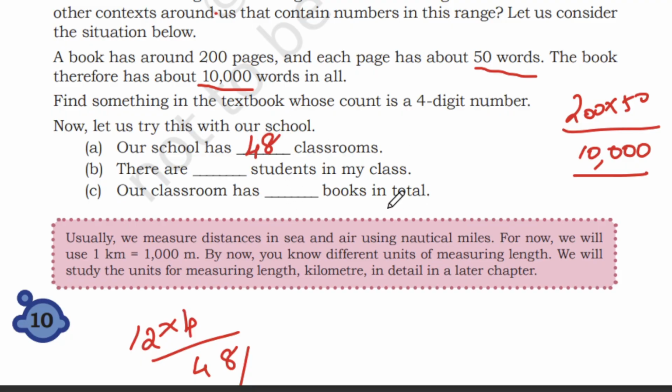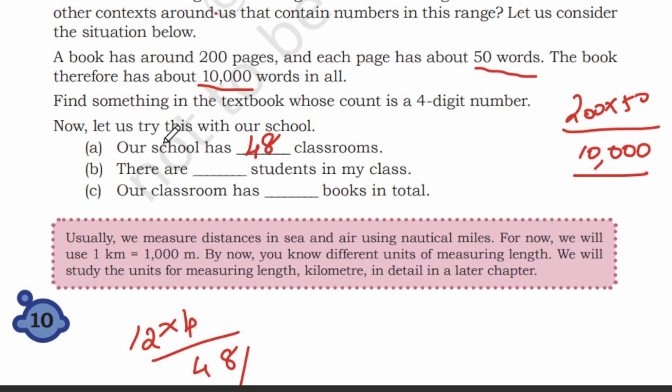48. In some schools you might have 5 sessions also. So at that time you can do 12 into 5, that is 60. Okay, in some schools they only have till the primary section, till 5th standard. So for 5th standard with 4 sections, 5 into 4, you can put 20 classrooms.